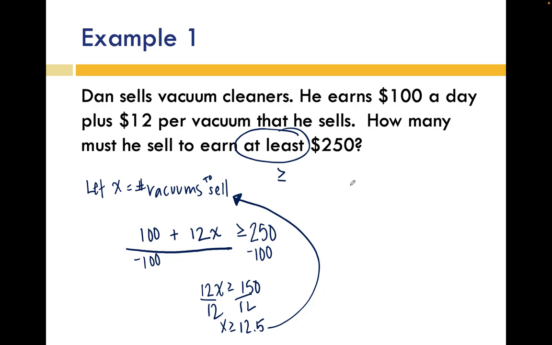If you said up to 13, you would be correct, because we want to make sure that he earns at least $250, so we don't want to round down because he would not earn that $250 if he sold less than 12 and a half vacuums. So our conclusion statement is going to be Dan must sell at least 13 vacuums.